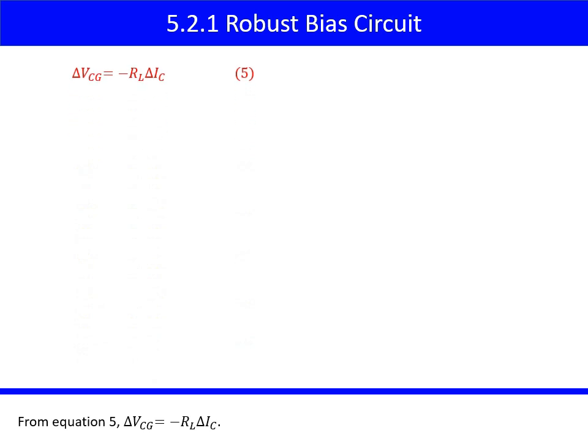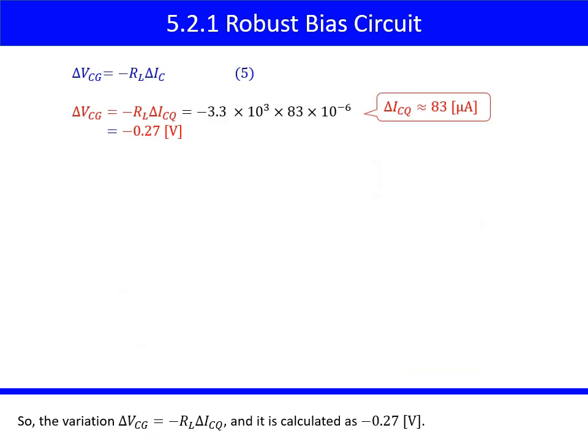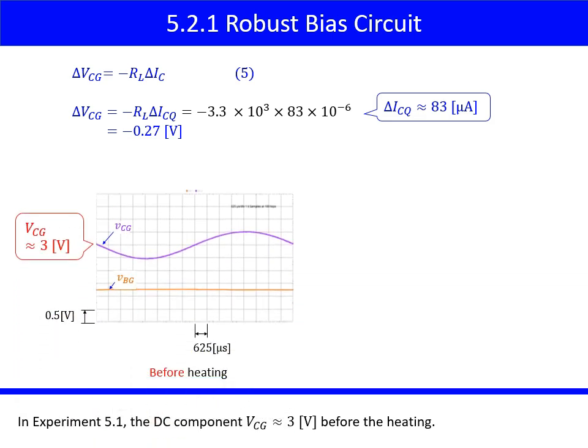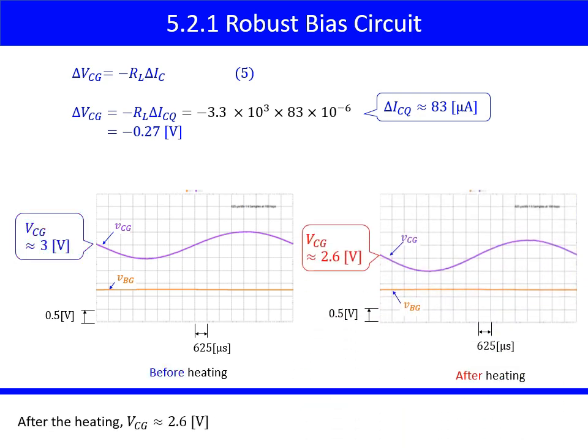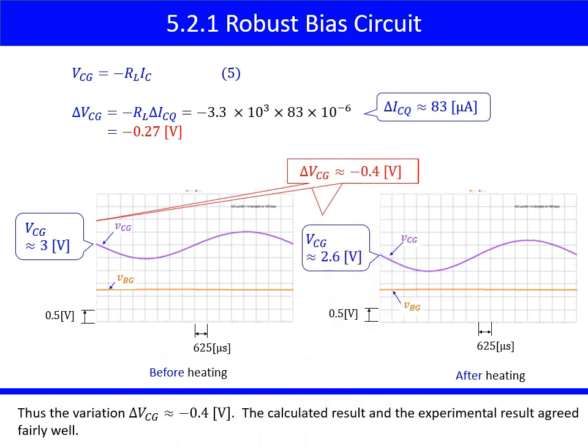From equation 5, delta VCG equals -RL delta IC. So, the variation delta VCG equals -RL delta ICQ, and it is calculated as -0.27 volts. In experiment 5.1, the DC component VCG was approximately 3 volts before the heating. After the heating, VCG became approximately 2.6 volts. Thus the variation delta VCG was about -0.4 volts. The calculated result and the experimental result agreed fairly well.